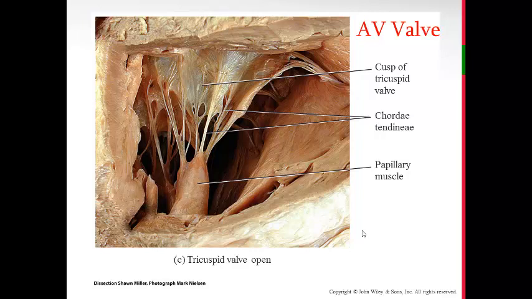Now let's take a look at this view. You can see the AV valve very close. This is a picture of your tricuspid valve. And if you take a look at the cusps over here, they're not just floating by themselves. They are actually attached to the bottom muscle, which we call the papillary muscle, through these strings. So we call these strings chordae tendineae. Another name you might know for it is the heartstring.